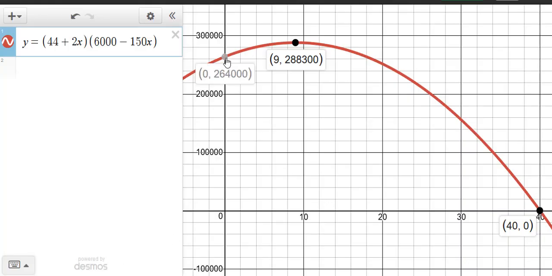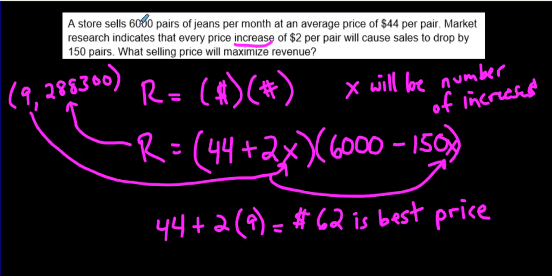If you sold 0 jeans, no, that doesn't make sense. If you don't increase the price at all, how many will you sell? Well, they already said that in the question, 6,000. Whoops. That's the revenue, sorry. 6,000 times 44 would be 264,000.